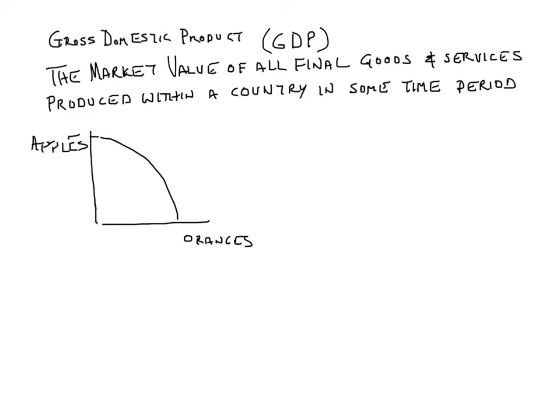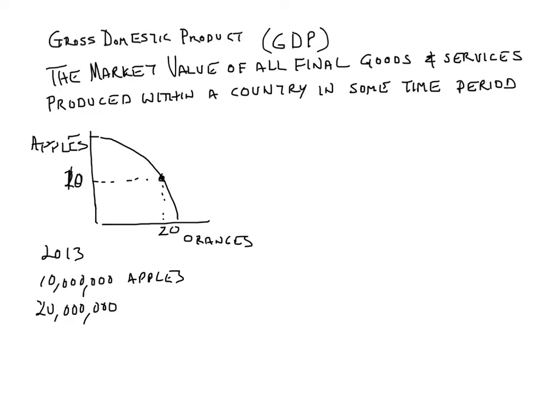And let's say that in 2013 they produce 10 million apples and 20 million oranges. And that will be representative, we'll say, by this point on the PPF, which corresponds to 10 million apples and 20 million oranges.